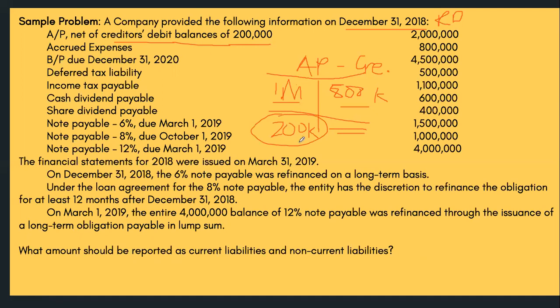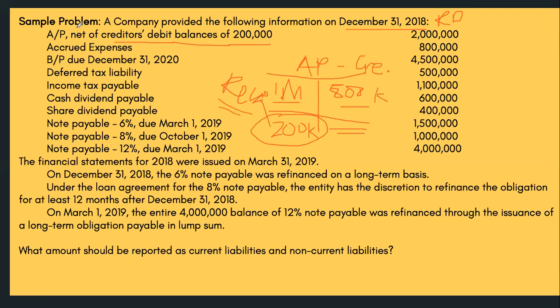What is the classification of the 200,000? Didn't we overpay the creditor? Hey creditor, I overpaid, return it to me, right? Therefore, this 200,000 is considered a receivable from the creditor. So the question: is it a liability? No. This is an asset account.